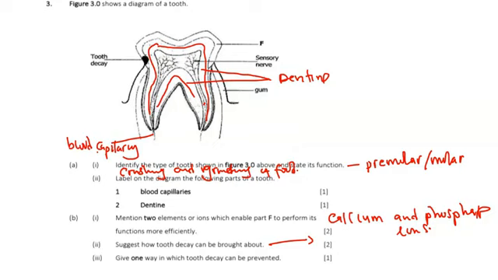So from there you can extract how it is brought about. It is simply when the bacteria in the mouth act on the food that accumulates or sticks on the teeth, which is what we call the plaque. Then give one way in which tooth decay can be prevented. One, brushing teeth after a meal; also visiting the dentist; also refraining from or avoiding intake of sugary food. So that answers this question.